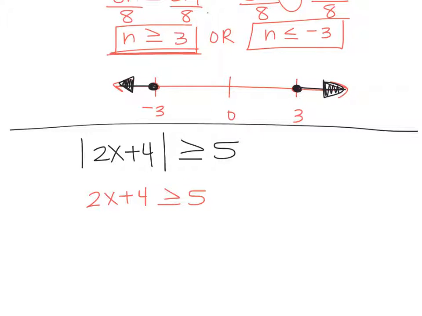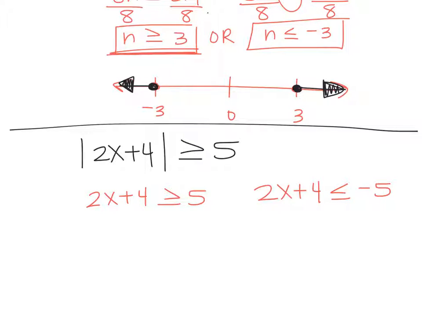Is it 2x plus 4 and then the same sign? Different sign, right? You got to flip your sign, so less than or equal to. You just change your number from a positive to the negative. So this would be -5. So you have your 2 inequalities, and now you solve.